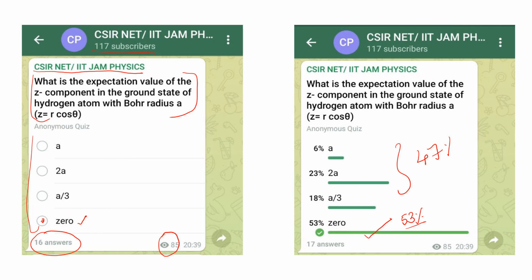Now this gives you the advantage of an exam experience of doing the problems, and also you can analyze each question, to see where to focus on for your exams. See, out of 85 people who viewed, only 17 of them have answered this, which means only one-fifth answered, and out of that only 53% made it correctly, which means the difficulty of this question is very high. So you have to focus on these types of questions more. This analysis can also be made through our Telegram channel.